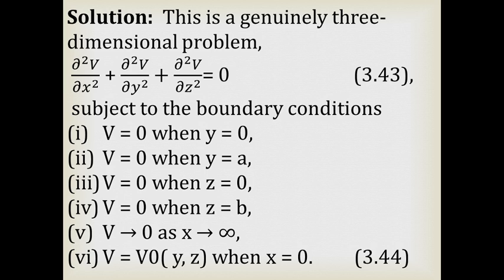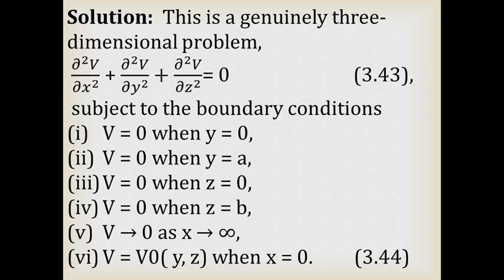And hence, the Laplace equation is del square V upon del x square plus del square V upon del y square plus del square V upon del z square, equal to 0. This is a partial differential equation. This we have to solve for the potential, subject to the boundary conditions. Now the boundary conditions are given.